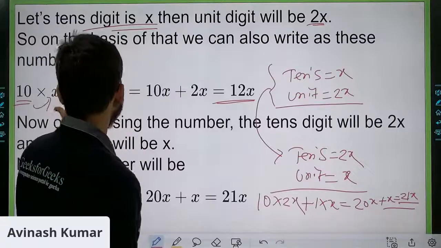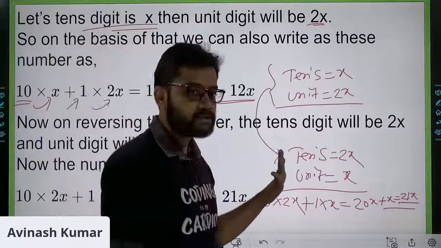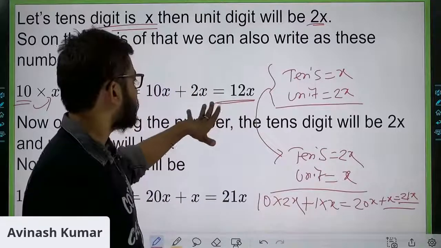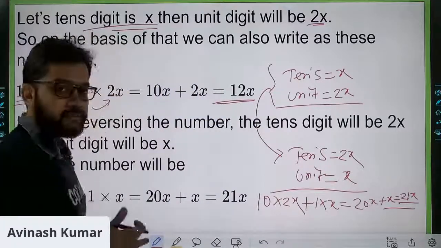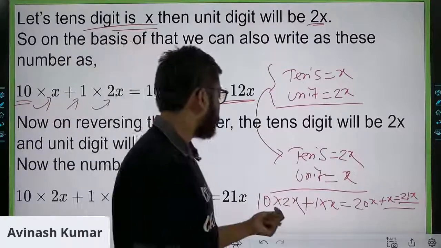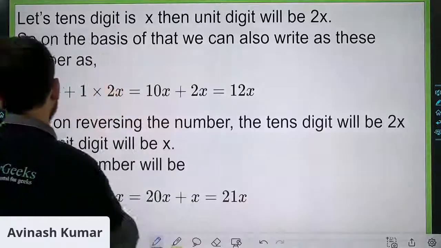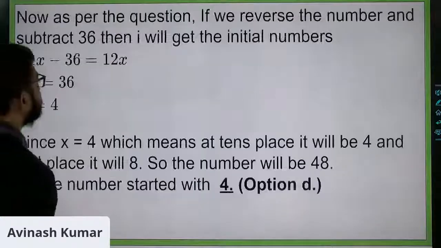The first one is when the number is as it is. I haven't done any reversal at that moment, and the number was 12x. Once I have done the reversal, the number was 21x. Now let's move to the other part of the question, what exactly they are saying.